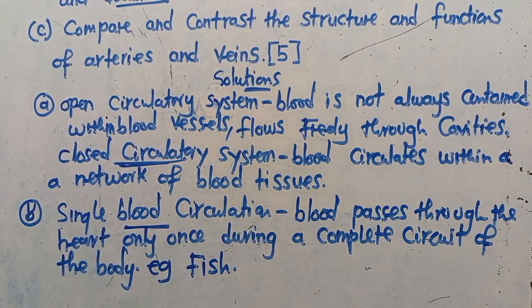I've told you to say that fish have a single circuit, or single blood circulation, whereby the deoxygenated blood is pumped from the heart to the gills and then to the body. So this is what we mean by single blood circulation, where deoxygenated blood is pumped from the heart to the gills, then to the body. You are done. This is single blood circulation.